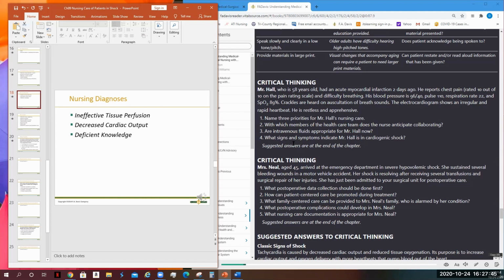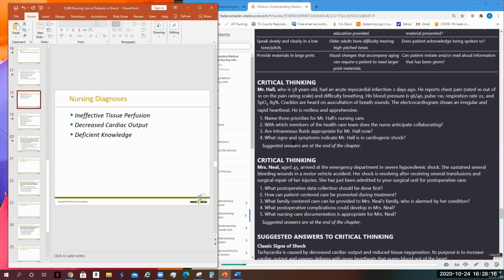Number 3, what family-centered care can be provided to Mrs. Neal's family who is alarmed by her condition? Explain the cause of shock and all interventions, rationales, and desired outcomes. Keep the environment calm, provide for privacy, and answer all questions in a matter-of-fact and reassuring manner. Allow Mrs. Neal's family to visit.